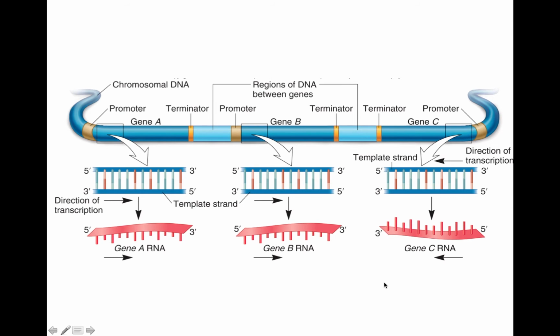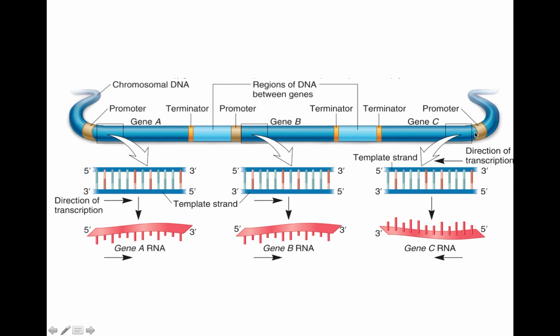If we look at a genomic view of this, on a chromosome, we can have genes that are placed in either direction. Gene A here and gene B both have their promoters on the left-hand side. Gene C has its promoter on the right-hand side. Both gene A and gene B will use the bottom strand as the template strand and synthesize RNA by hydrogen bonding to the template strand. So RNA is made in a 5' to 3' direction off of the template strand.